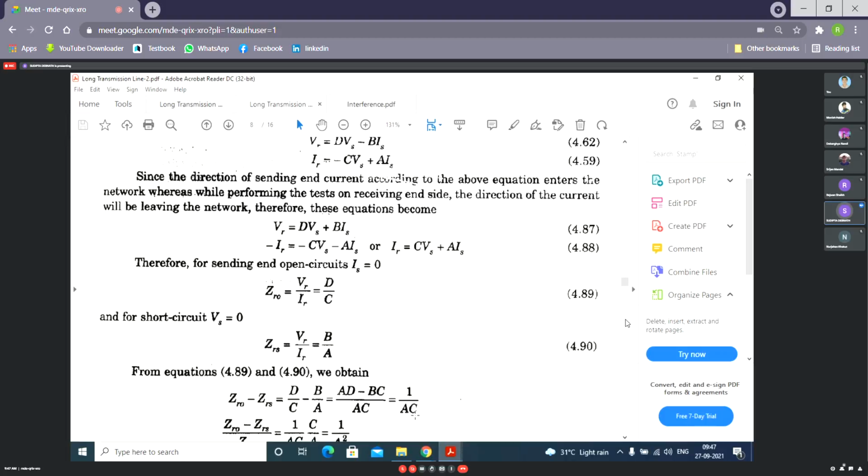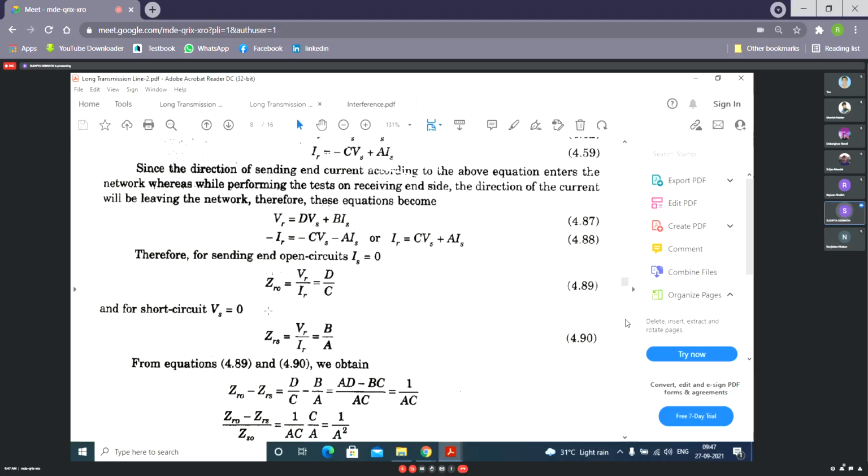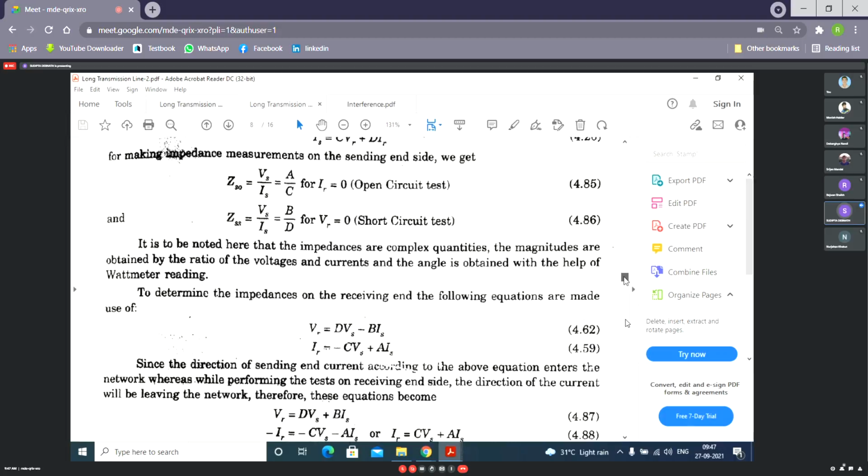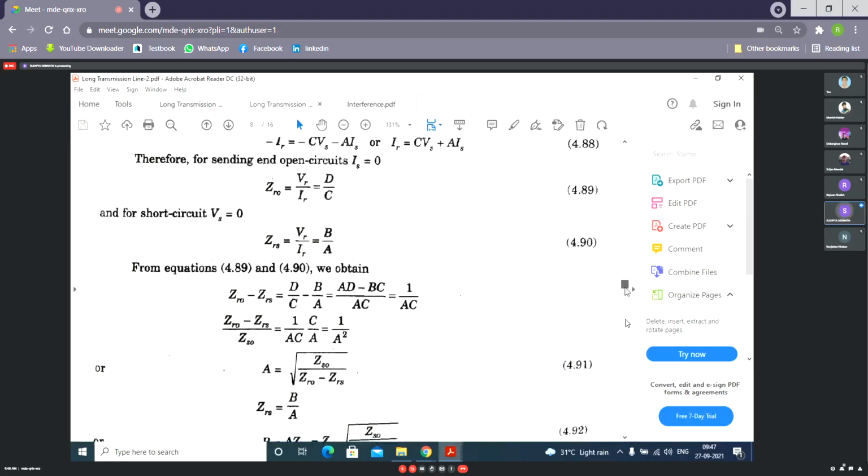So 1 by AC. Now, if we divide this ZRO minus ZRS by ZSO, what is ZSO? ZSO is A by C. So if you divide this term by A by C, it will be C by A. So C will cancel. This will become A square only. So only one variable. So what will be A? A will be root over ZSO by ZRO minus ZRS.